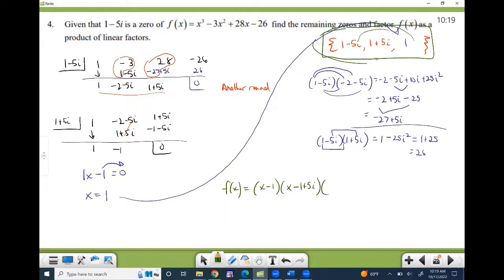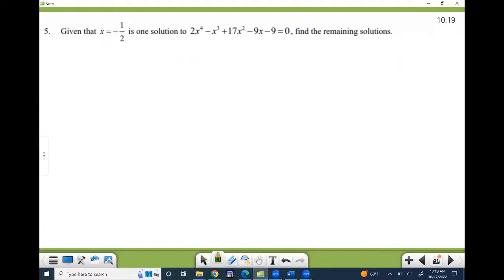Do the same thing for the middle one now. It's a +1, okay, make it a -1. It's a +5i, make it a -5i. So this would be us writing f of x as a product of linear factors. Remember, linear factors means x to the firsts. There's not going to be any x squareds or anything. All right, so just change the signs on everything when you put them back into the parentheses.